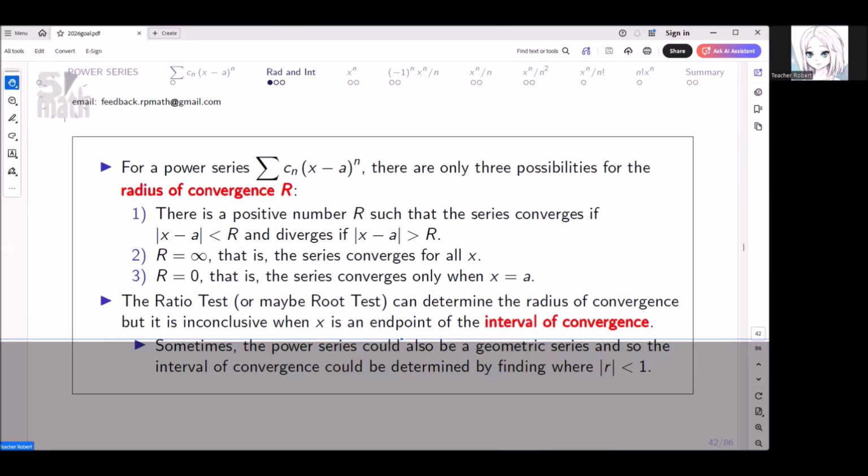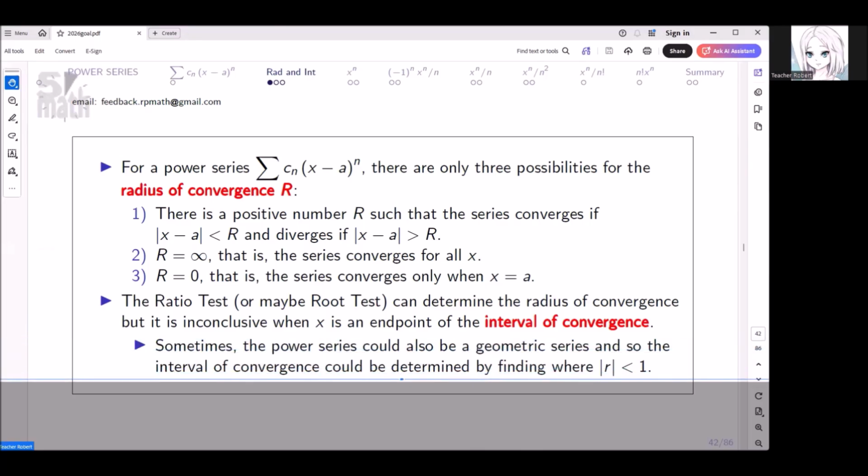The ratio test, or maybe the root test, can determine the radius of convergence, but it is inconclusive when x is an endpoint of an interval of convergence. Sometimes the power series could be a geometric series, and so the interval of convergence could be determined by finding when the absolute value of r is less than 1.